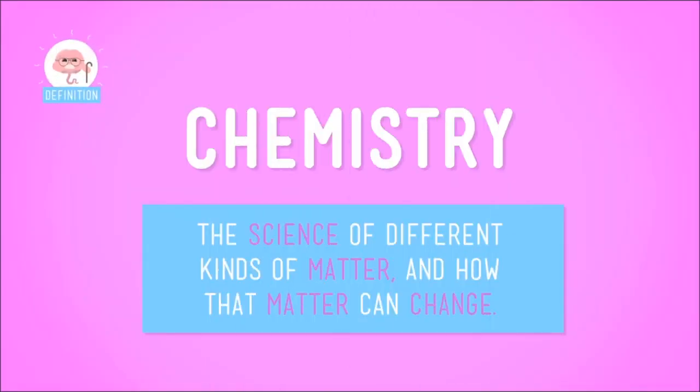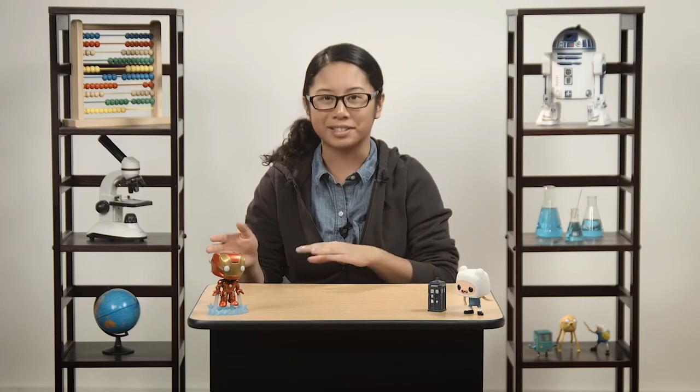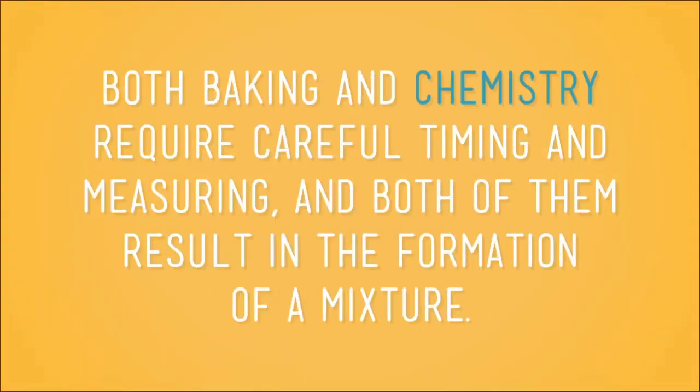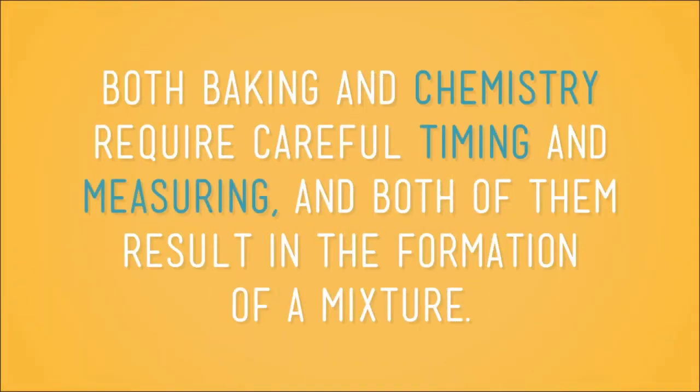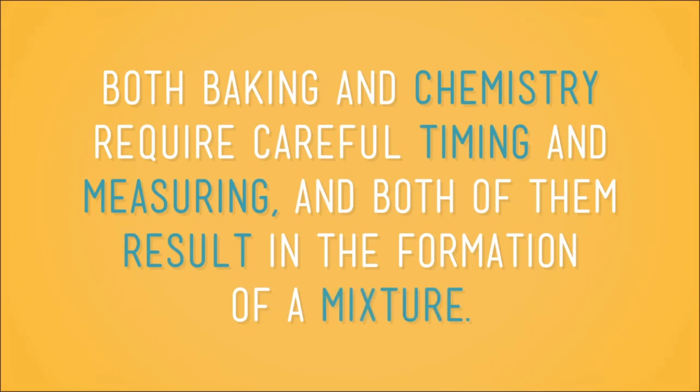You know what's a really great way to learn about science? Baking. After all, baking is pretty much just chemistry, and chemistry is the science of different kinds of matter and how that matter can change. Sure, some of the equipment used in baking and in chemistry isn't quite the same, but both baking and chemistry require careful timing and measuring, and both of them result in the formation of a mixture. For example, you can change matter like eggs, milk, flour, and sugar into a tasty dessert.